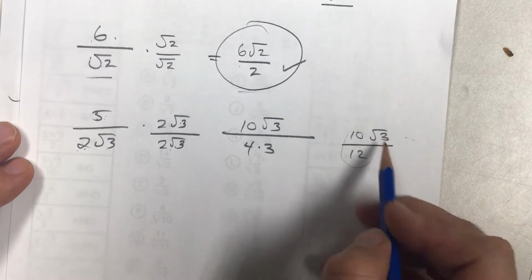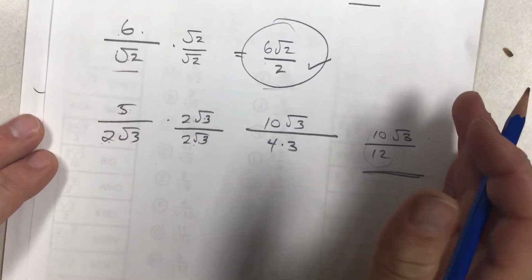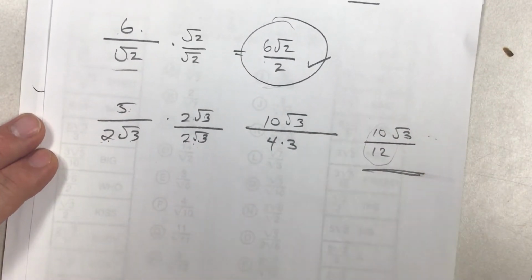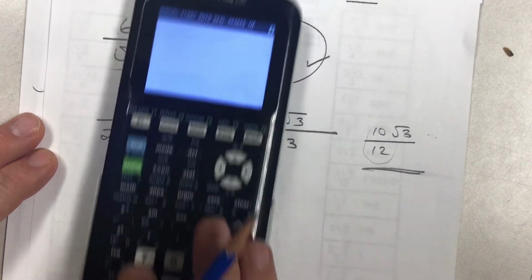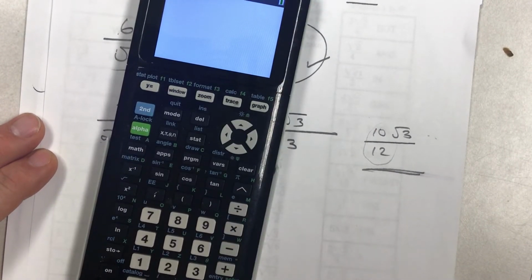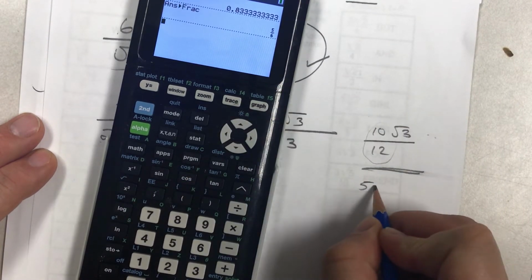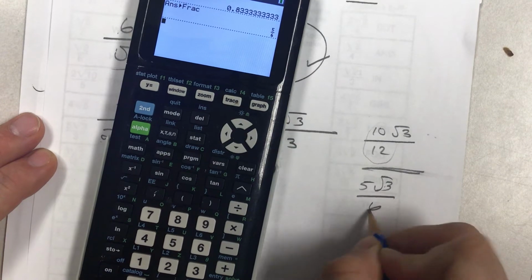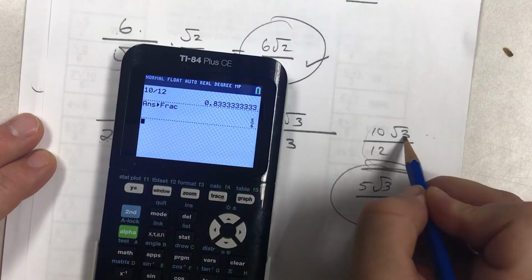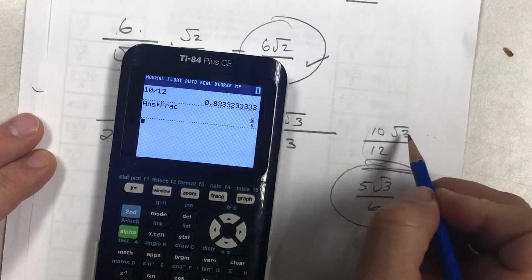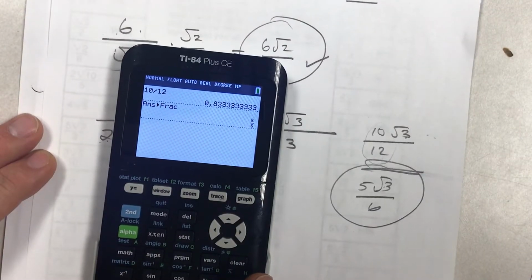If you get this far, you're doing it all. We didn't use the calculator at all. When you finally get down to an answer, just use your calculator and math enter. 10 divided by 12, math enter, and it'll say it's 5 over 6. So it's 5 root 3 over 6. That's my final answer. The calculator will not simplify square roots for you, but if they're regular numbers, it'll simplify everything nicely for us.